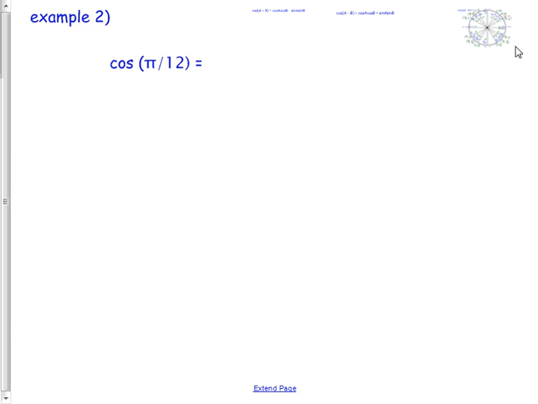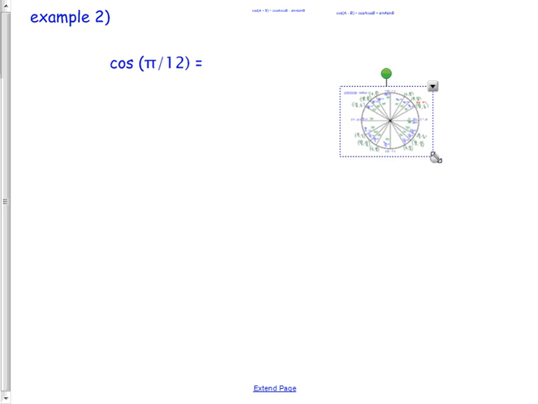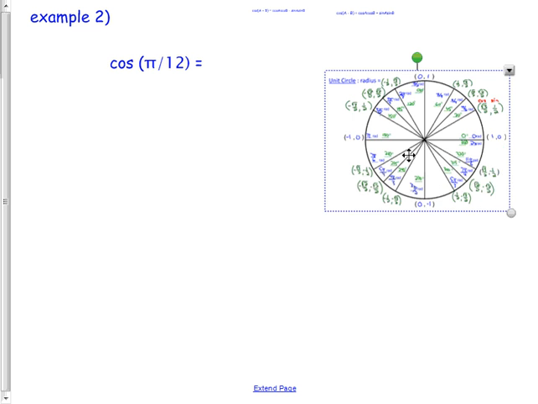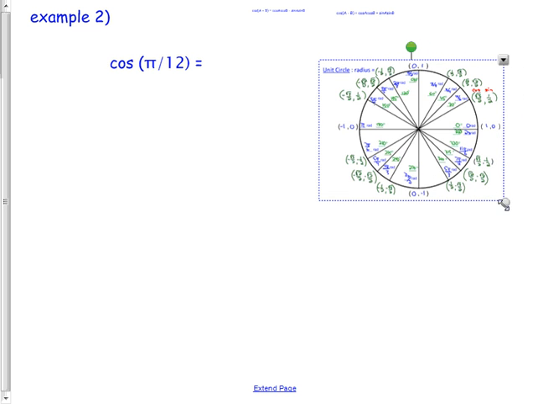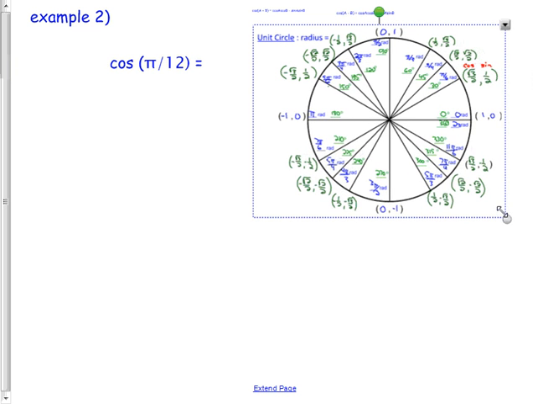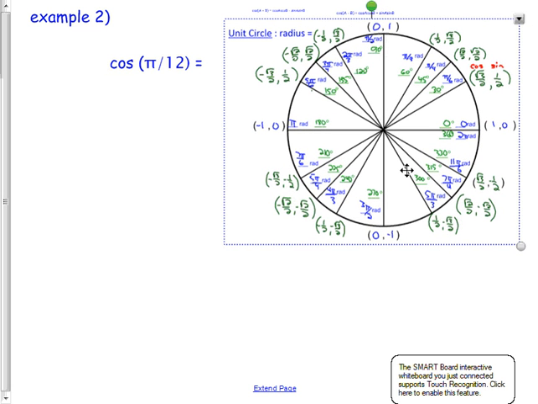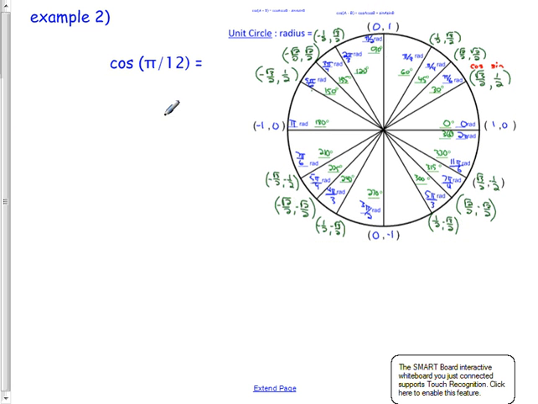Ooh, a pi over 12. Okay. So you can either put this in terms of degrees, or if you're good with radians, you could look at pi over 12. Most of you guys probably don't want to put it in terms of degrees. But if you did that, you could use the conversion. You would find that that would be the same as 15.